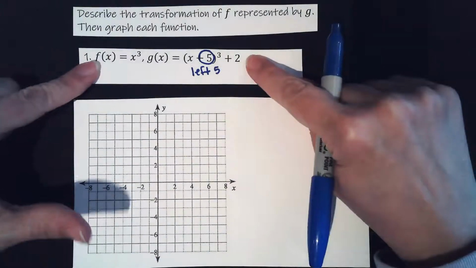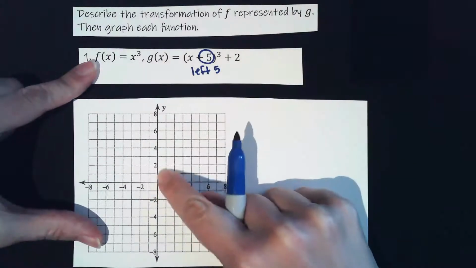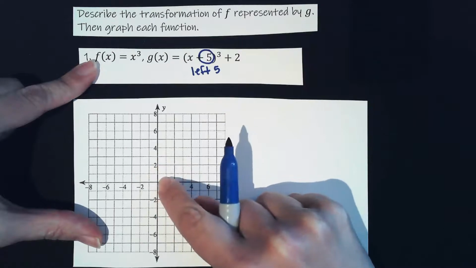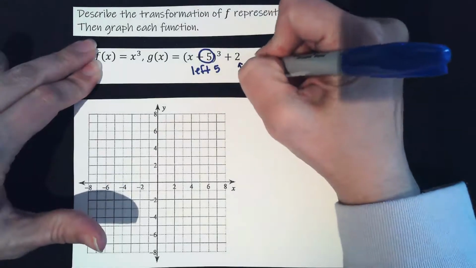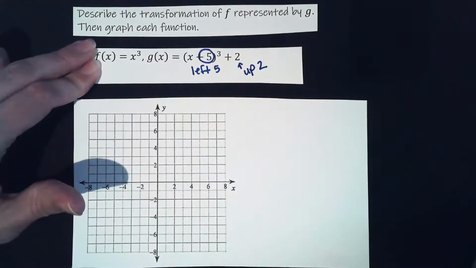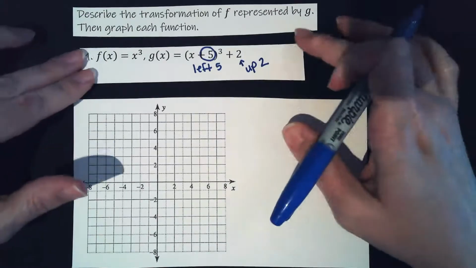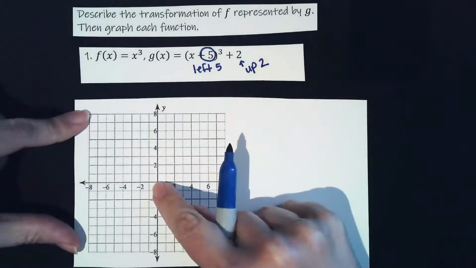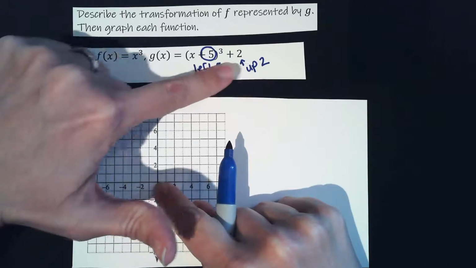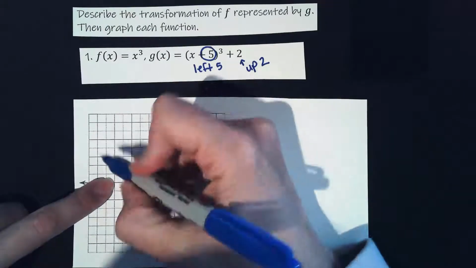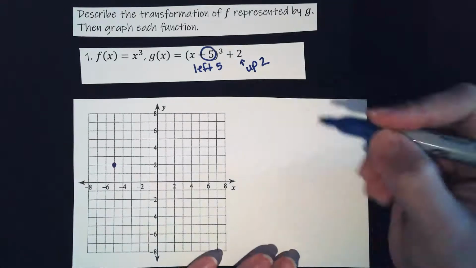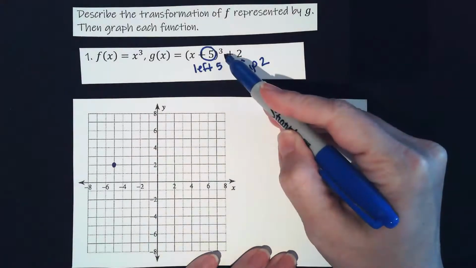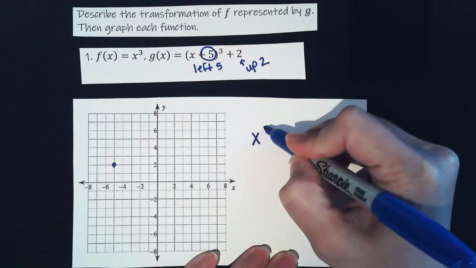And the +2 is going to move our function from 0, 0 up or down. Well, it's positive, and y goes positive going up. So this is going to make us go up 2. All right, so we can at least graph a starting point by going from 0, 0, left 5, up 2. So left 5, up 2. There's going to be a starting point. Okay, now this is a cubic equation, so I need some other points to plot.